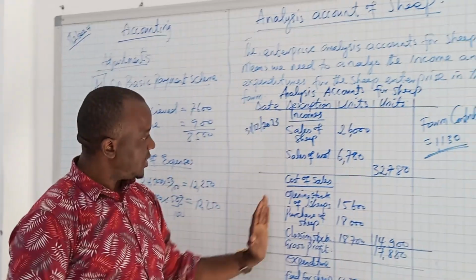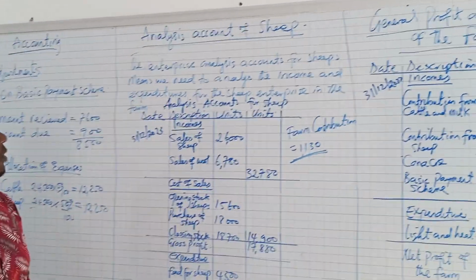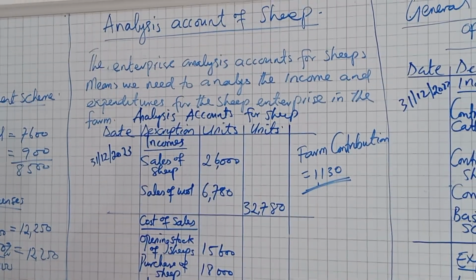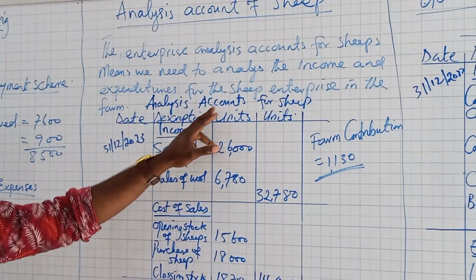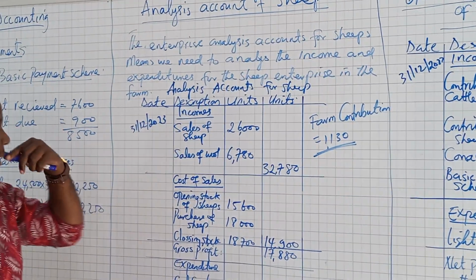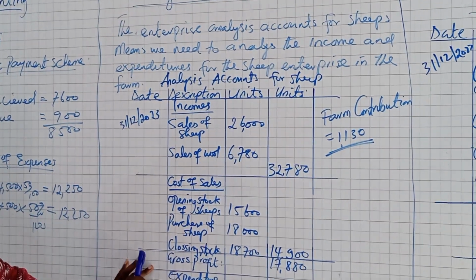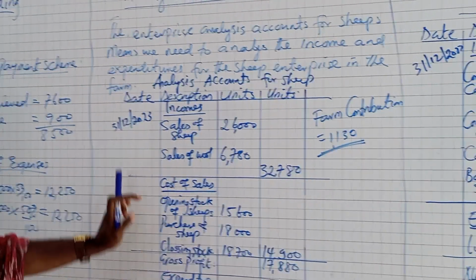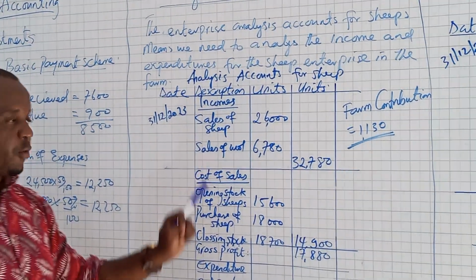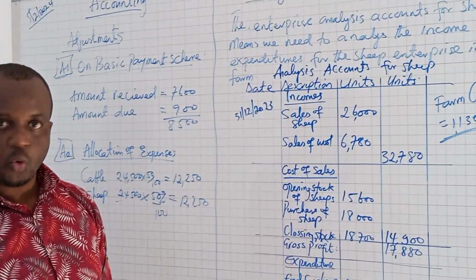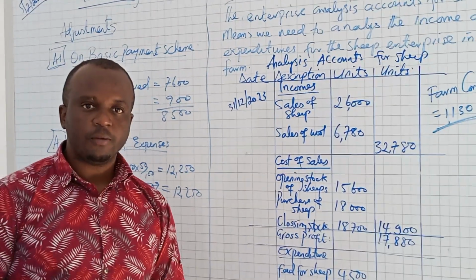Now, this is the enterprise analysis account for sheep. The enterprise analysis account for sheep means we need to analyze the incomes and expenditure for the sheep enterprise in the farm. What do we do? We need to put the incomes, the cost of sales, and the expenditure, like we did for cattle and milk. So the sales of sheep, which is an income, is 26,000. Sales of wool, of course, we know the wool is from the back of the sheep, it's not wasted, it's still sold. So it has 6,780. When we put that together, it gives us the income of that enterprise.